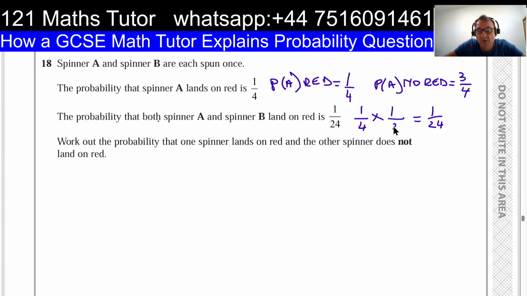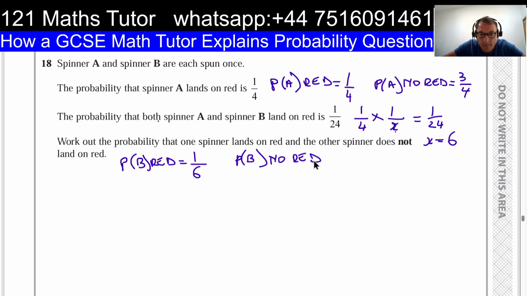Some of you are taught in school for the unknown to call them x, okay? 1 over 4 times 1 over x is 1 over 24. x is 6. I basically found out that the probability for B to land on red is 1 over 6. This way I can also find out the probability for B to be no red. That will be 1 minus 1 over 6, 5 over 6.